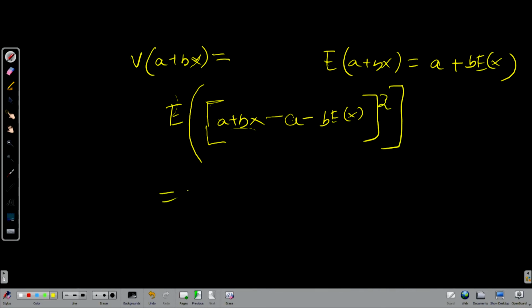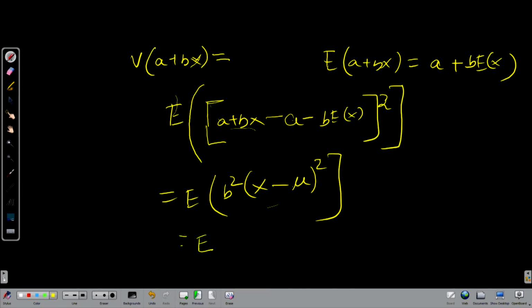So what do we have? The a gets cancelled, b square remains, right? What remains? So it will be x minus E of x, and E of x I can write as mu, so x minus mu whole square, right?